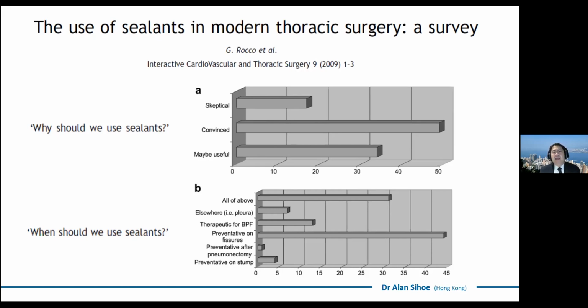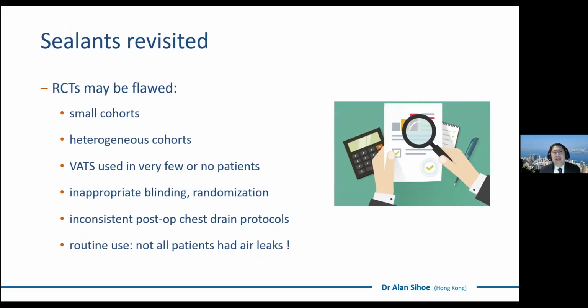That's because I think we're gradually realizing that a lot of those early randomized trials that were included in the early systematic reviews, in that Cochrane review, were flawed. I think it's already been touched upon by Dr. Caleo that some of these studies were small, they were heterogeneous, there was inappropriate blinding, not very good randomization. Very few of those early patients had VATS performed.